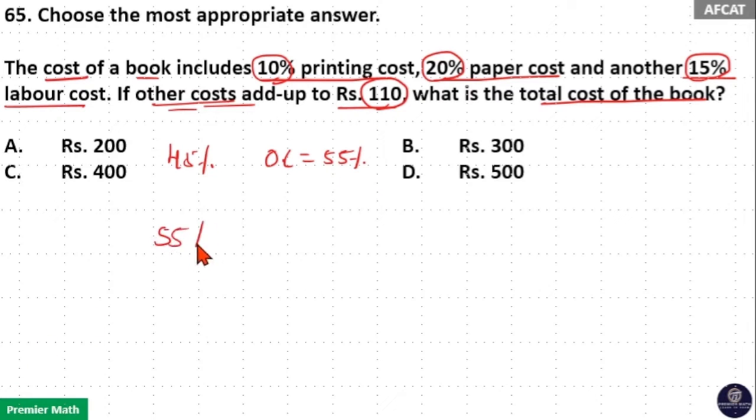So 55% is 110 rupees, which means we need to find out 100%. What is 100%? That is the total cost. So 55 goes 2 times in 110. Then 1% is 2, which means 100% is 200 rupees. So option A is your answer.